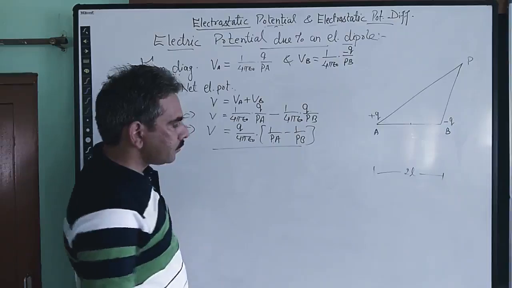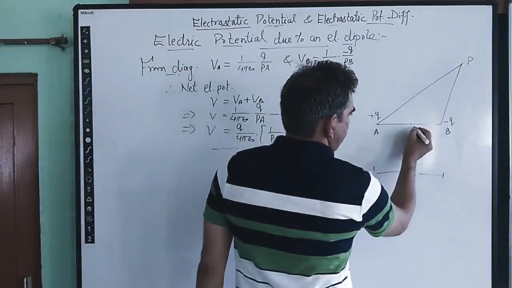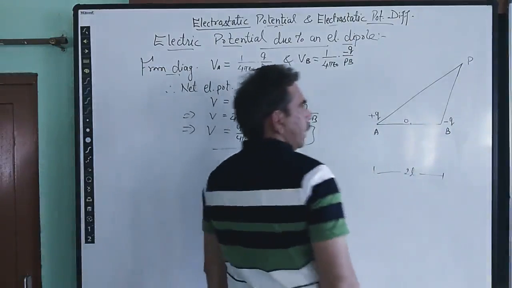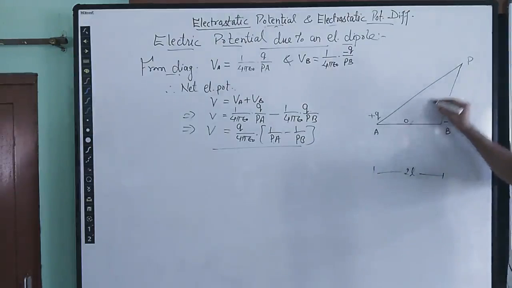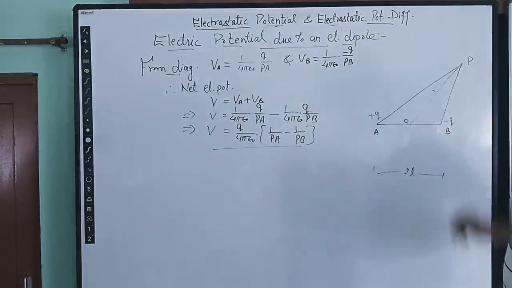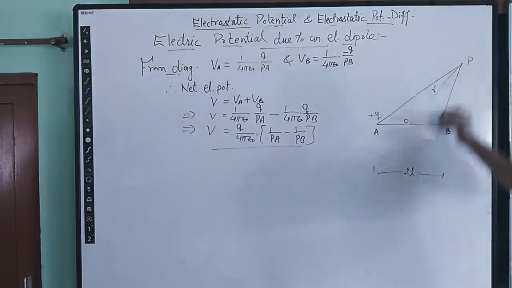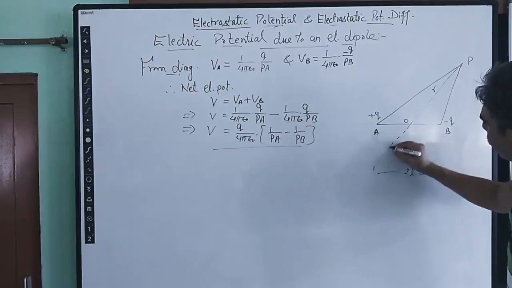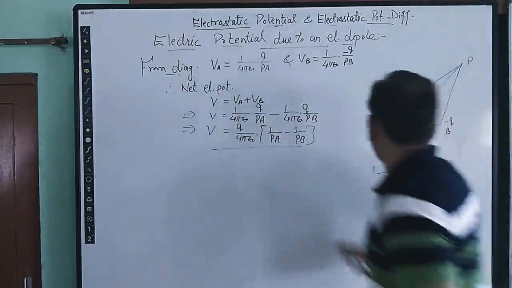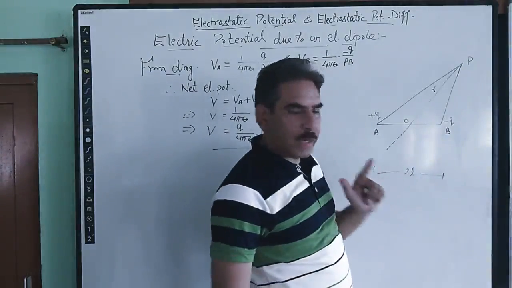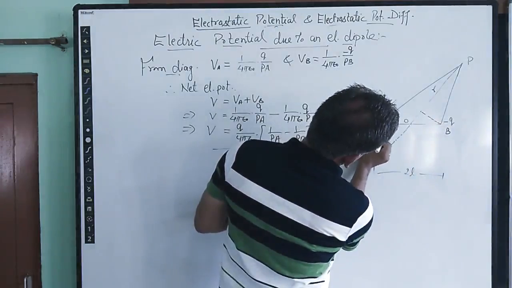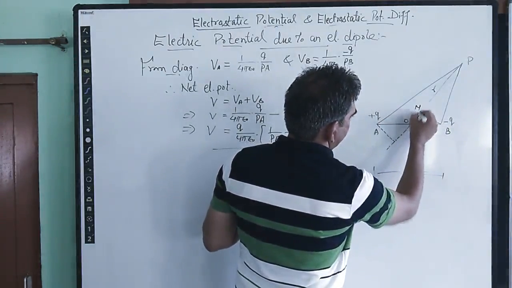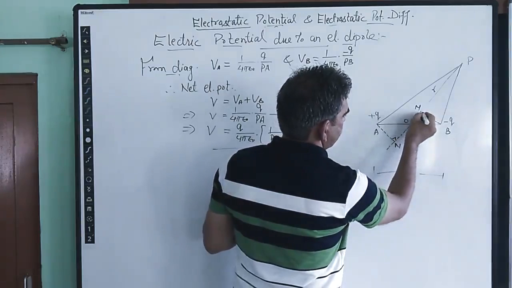For doing that, this is the center of the dipole, let it be O, and the position of the point P from the center of the dipole, let it be represented as R. We extend this PO line a little further, and on this line we draw the perpendiculars from point B and from point A. Let me call these two perpendicular feet M and N. So it is perpendicular here and this is also perpendicular here.